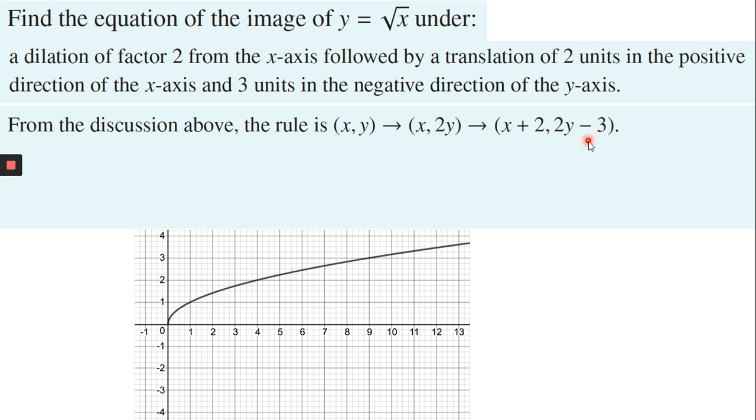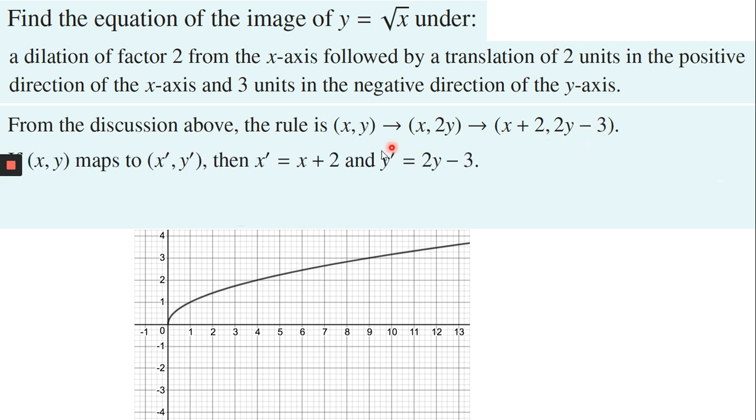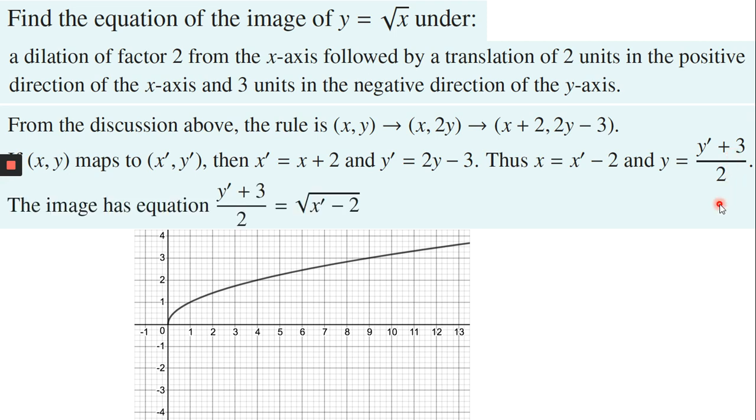Okay, so we've set up our situation. We then have to do our mapping, yeah? So that's our original one. That's going to be our image. So x dash, x plus 2. Y dash, 2y minus 3. We then have to rearrange it. So we get x dash minus 2. So if we add that 3 and then divide by 2, it's y dash plus 3 all over 2.